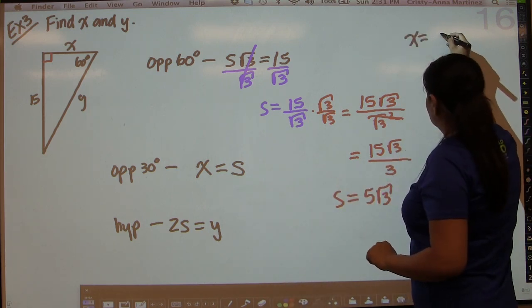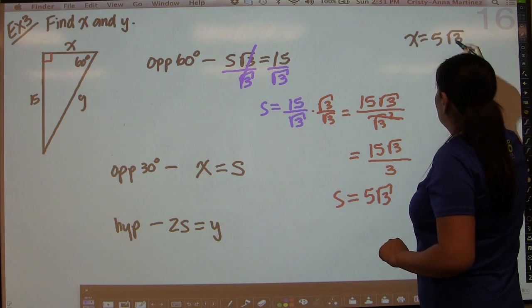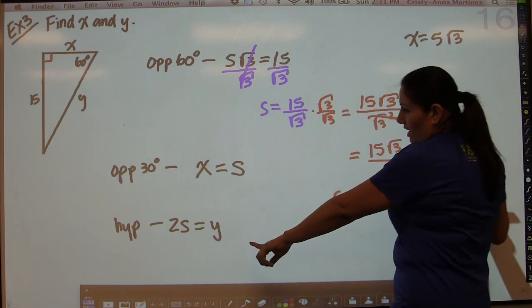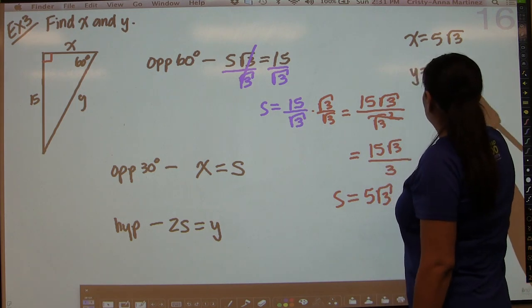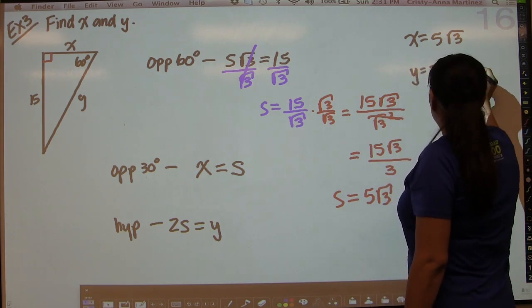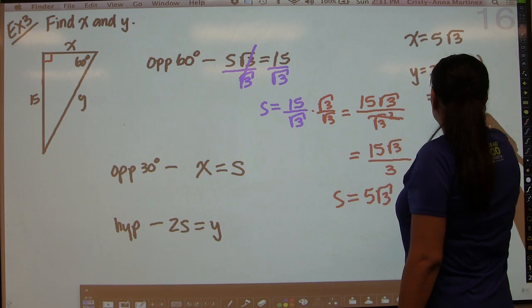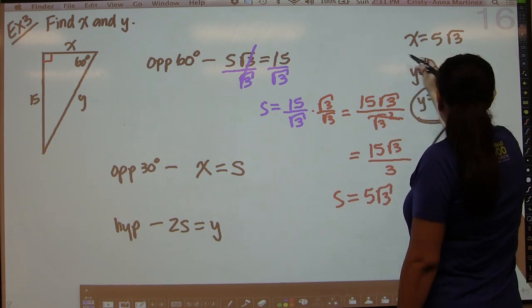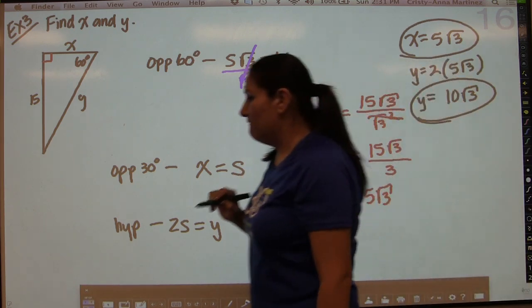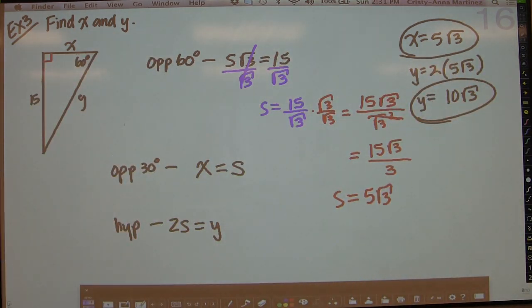Now, since s equals 5 root 3, that means that x equals s. So x equals 5 root 3. And then we know that the y value, the hypotenuse, is 2 times s. So y is going to equal 2 times 5 root 3, or basically 10 root 3. So y is 10 root 3, and x is 5 root 3. And that's how you apply the 30, 60, 90 to those little guys.